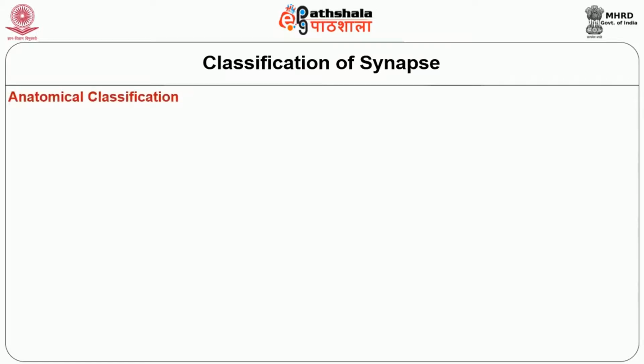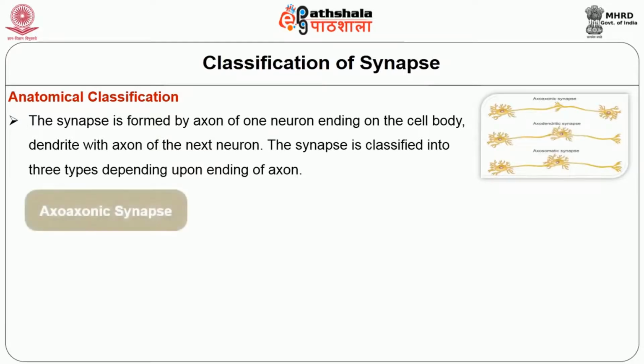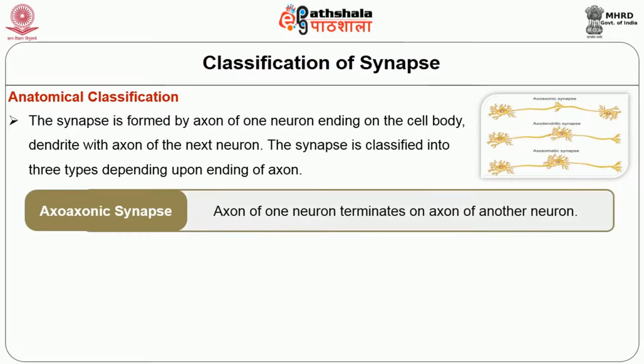What is anatomical classification? The synapse is formed by an axon of one neuron ending on the cell body or dendrite, or on the axon of the next neuron. The synapse is classified into three types depending upon the ending of axon. They are axoaxonic synapse, in which the axon of one neuron terminates on the axon of another neuron.